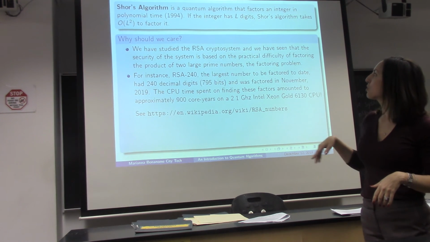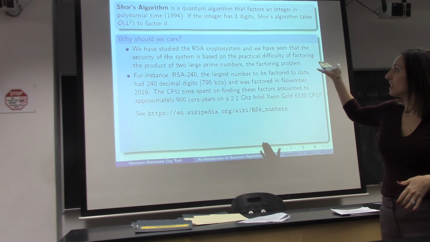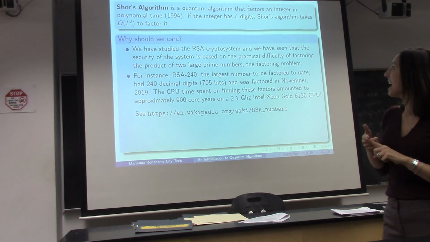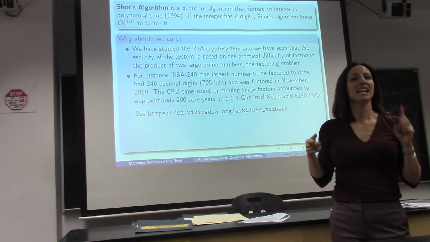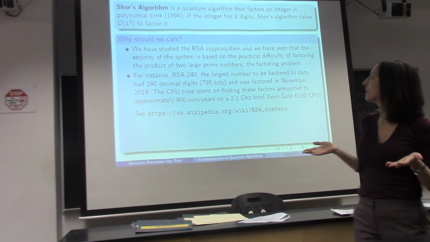So in '94, Shor gave a polynomial time algorithm. If we have an integer that has L digits, it takes L squared time to factor it. Why is this incredible?